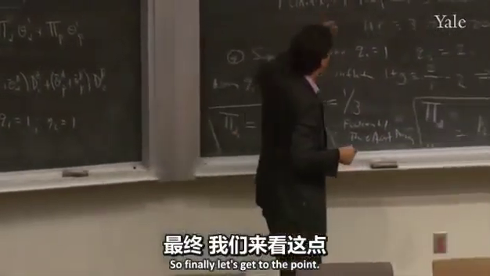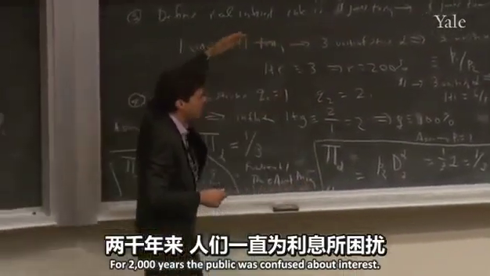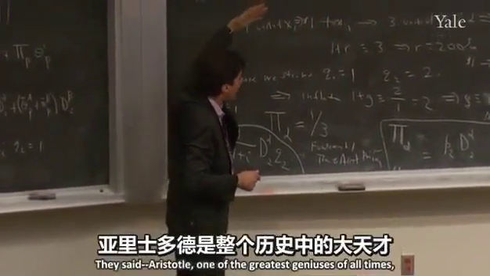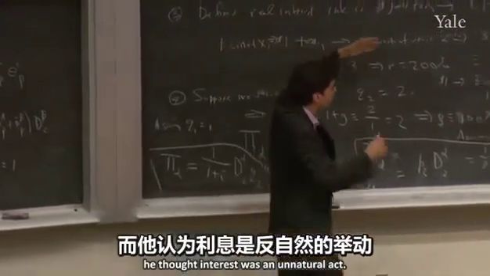So finally, let's get to the point. For 2,000 years, the public was confused about interest. They said Aristotle, one of the greatest geniuses of all time, he thought interest was an unnatural act.